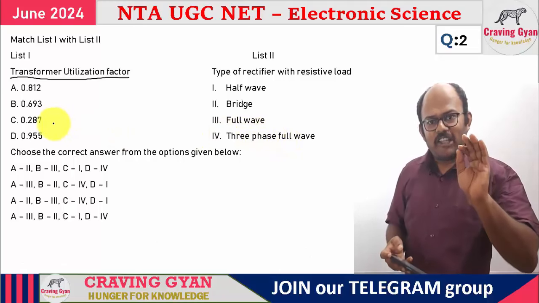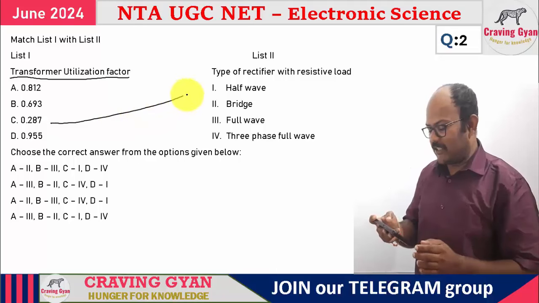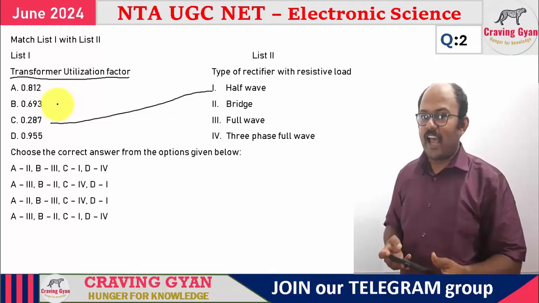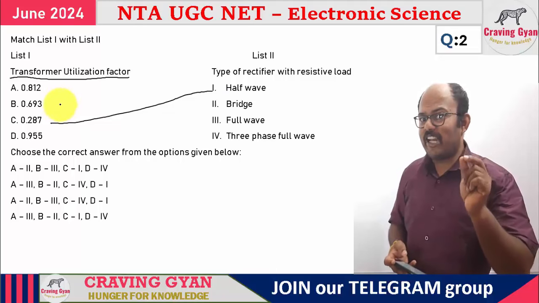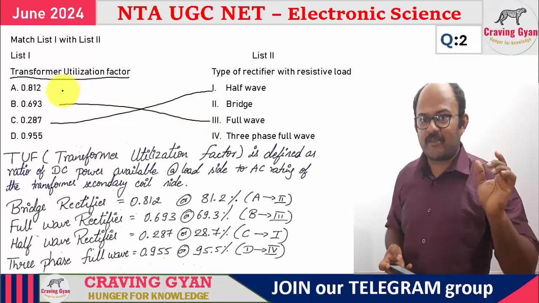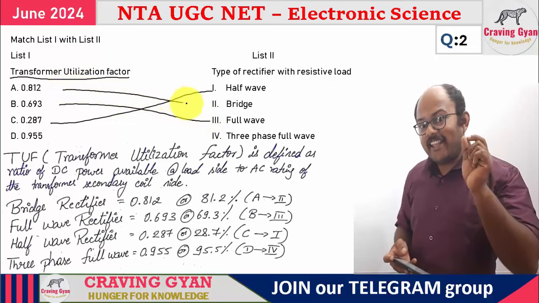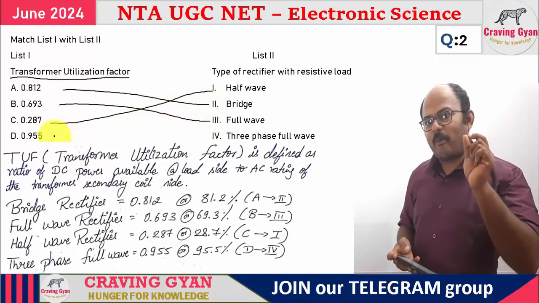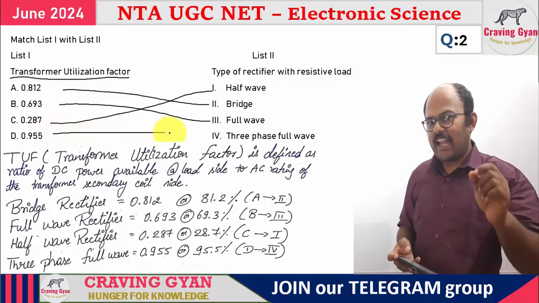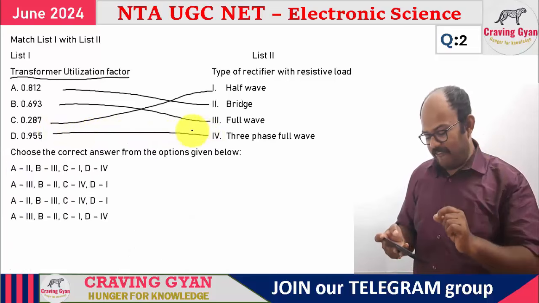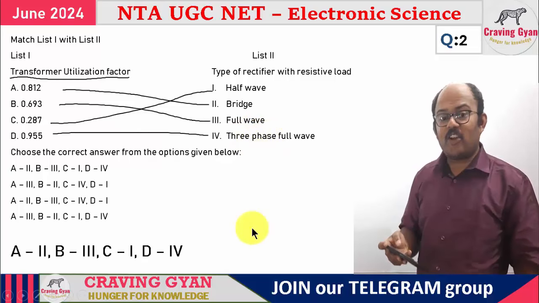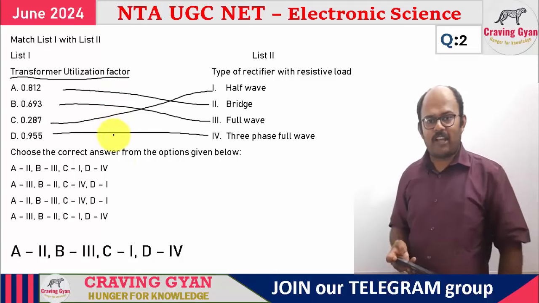So for the half wave rectifier, it is 0.287, nothing but 28.7%. In the case of full wave rectifier, it is 0.693 or 69.3%. In the case of bridge rectifier, it is 0.812 or 81.2%. At last, in the case of three phase full wave rectifier, it is 0.955. So based on this, you can go for option 1.